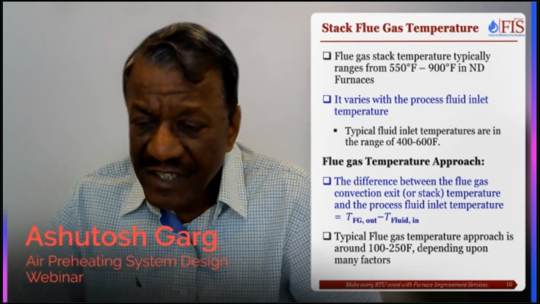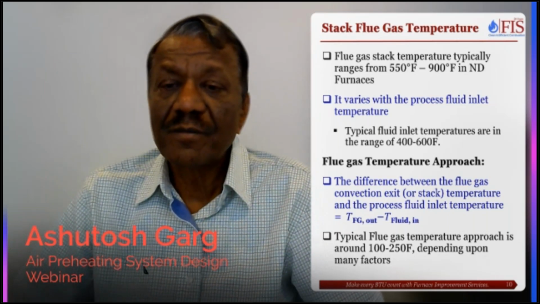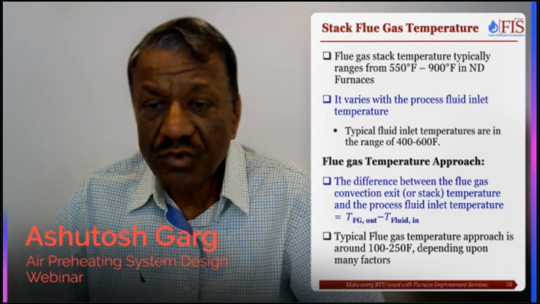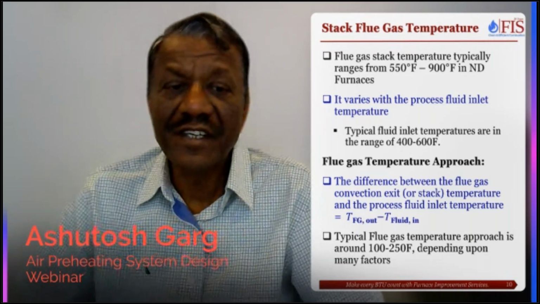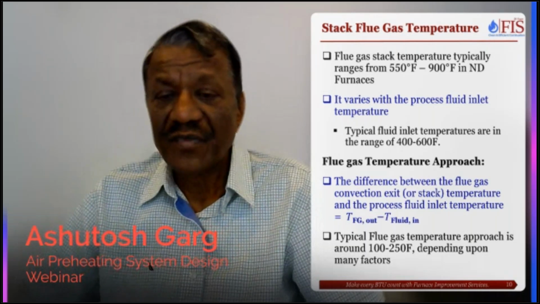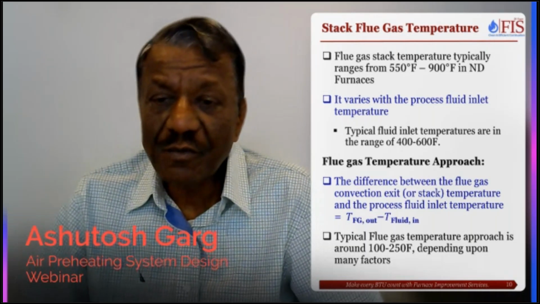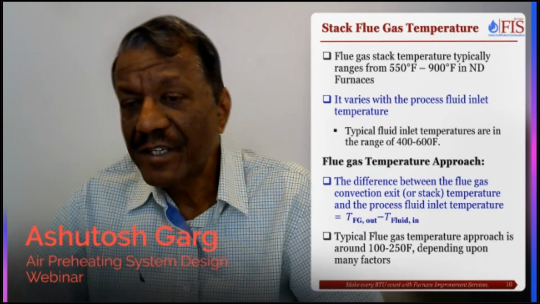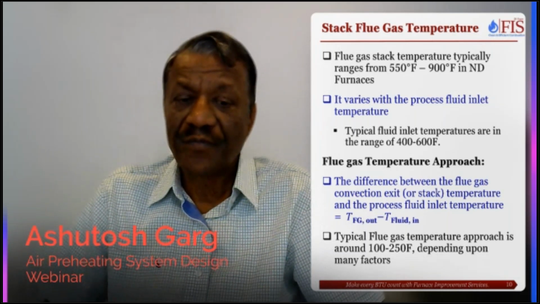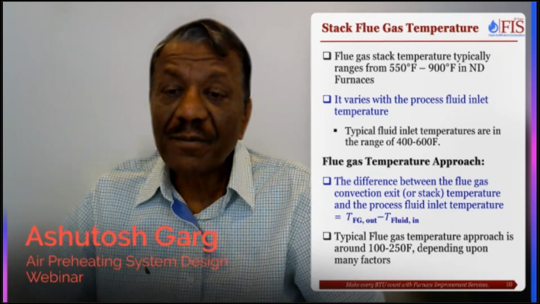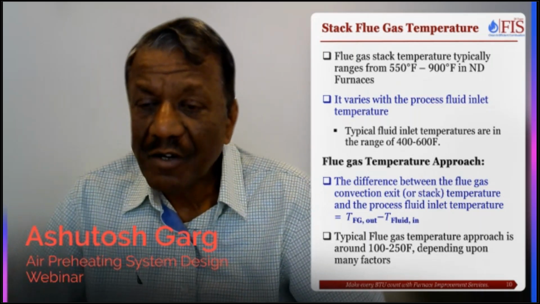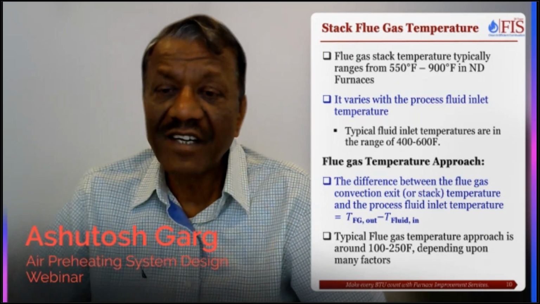Typically, feed inlet temperature is approximately around 250 to 300, 350 degrees centigrade. And for heat transfer, the flue gas temperature has to be higher than the feed inlet temperature, and that difference is known as approach. The typical approach in fired heaters is about 100 to 250 degrees F.